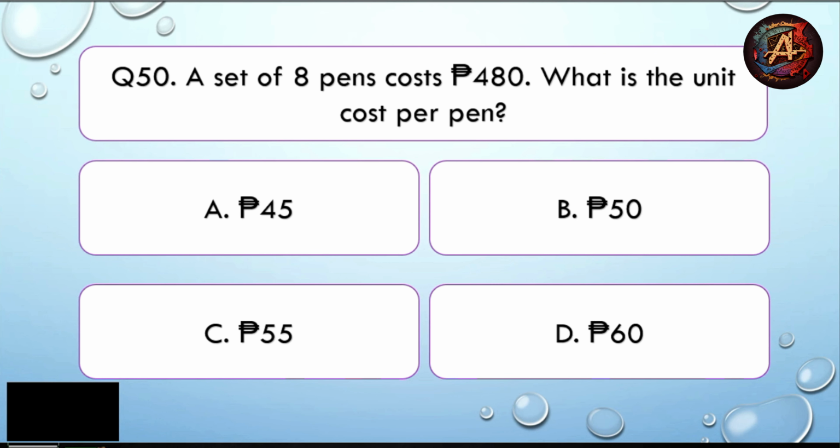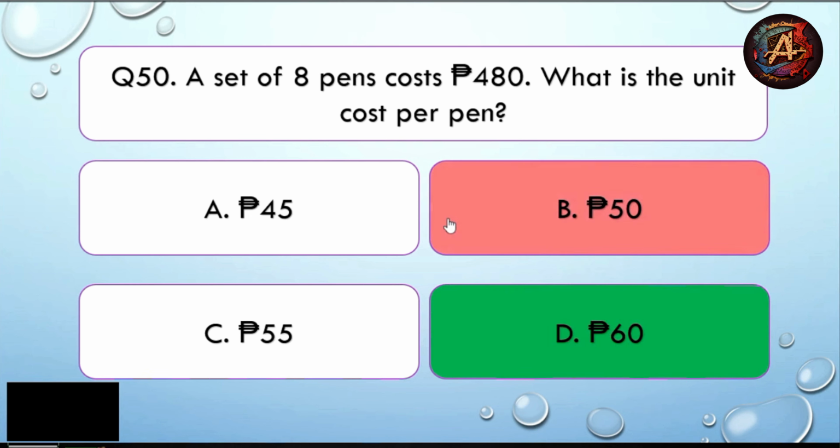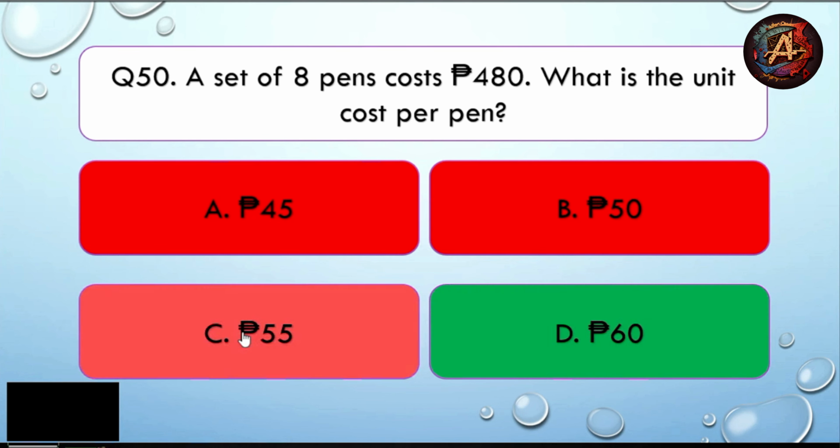Okay, my dear math learners, the same concept that we have been answering in the previous questions. So what you will do here is you just divide 480 by 8 in order for you to get the unit cost per pen. So 480 divided by 8, that is 60. So the correct answer for this problem is 60 pesos. All right. Easy, right? So very, very easy, my dear math learners.